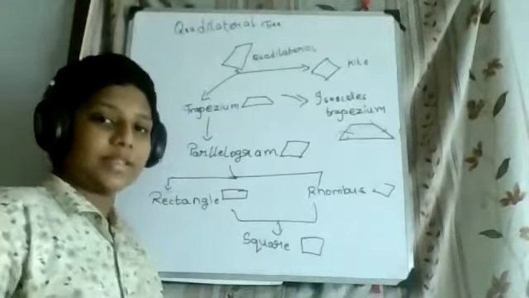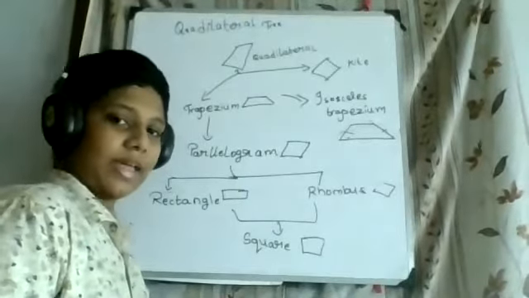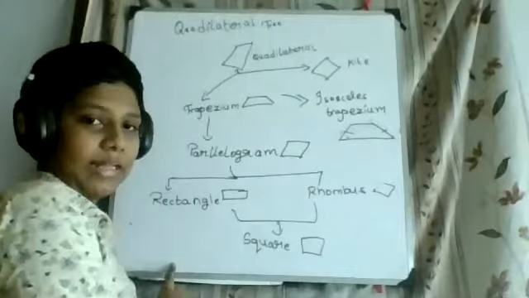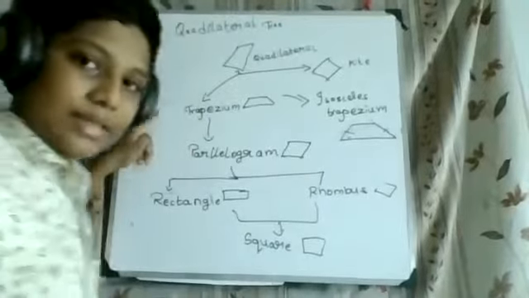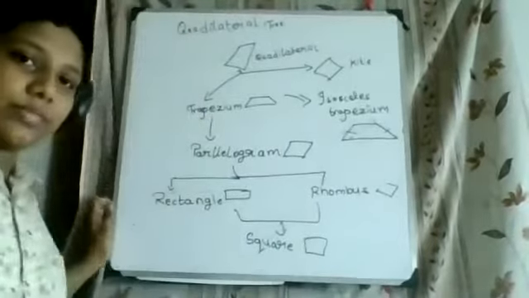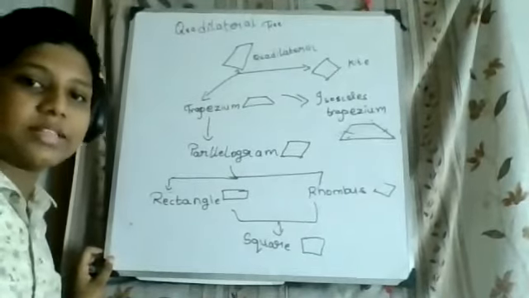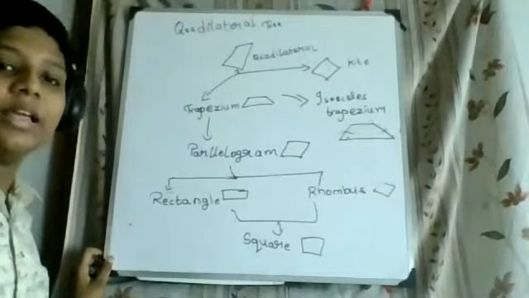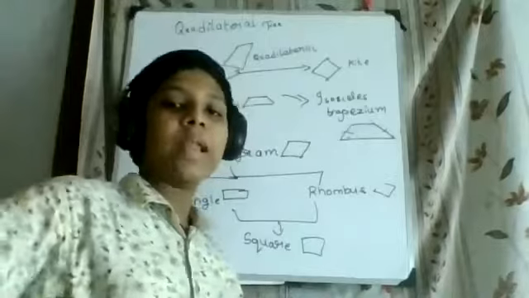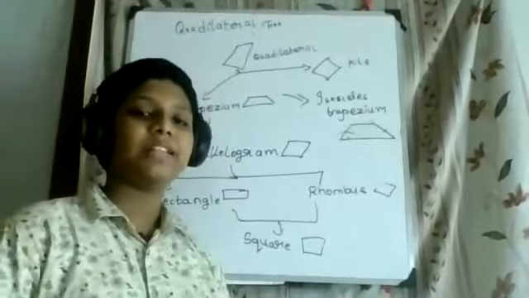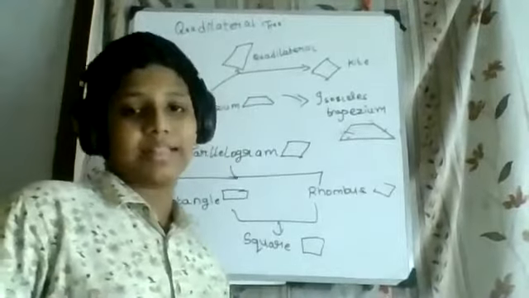If a trapezium has opposite sides equal, then it will become a parallelogram. And next, every rectangle is a parallelogram as well as a trapezium as well as a quadrilateral. If a parallelogram has one angle 90 degrees, then it is known as a rectangle. And a trapezium with opposite sides equal is a rectangle.